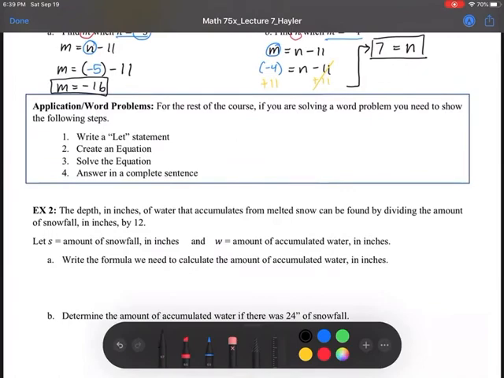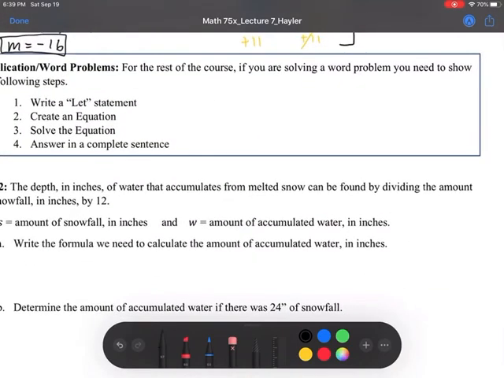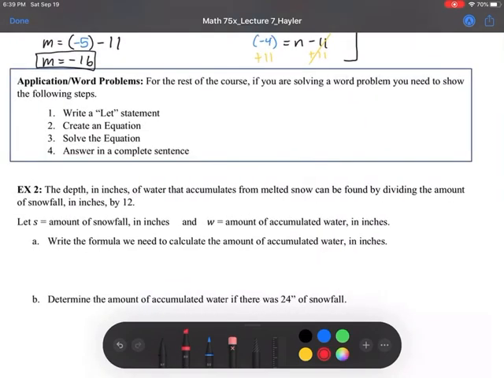All right, so now we're going to do application word problems. So for the rest of this course, okay, very important, you need to do the following. You need to write a let statement. So what does that mean? Well, a let statement is basically just when you tell me what your variable means.